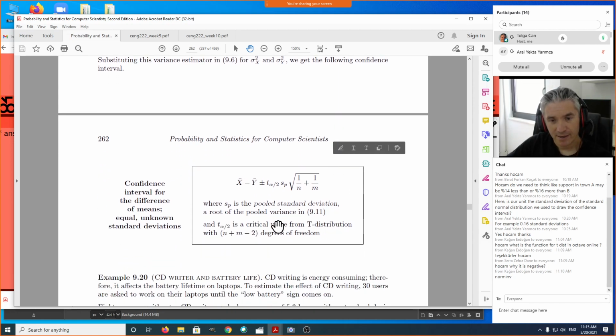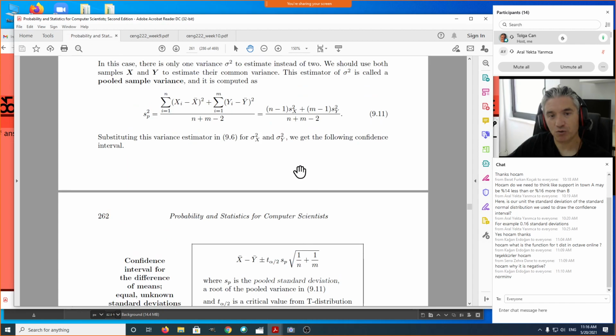And this t alpha over 2 is the critical value from the t distribution with n plus m minus 2 degrees of freedom. So for equal variance, we conduct a Student's t-test, and we use n plus m minus 2 degrees of freedom.